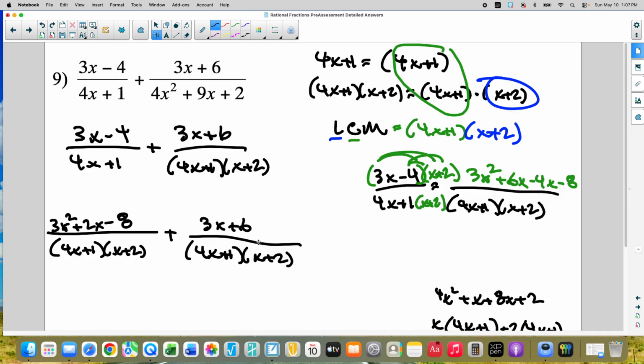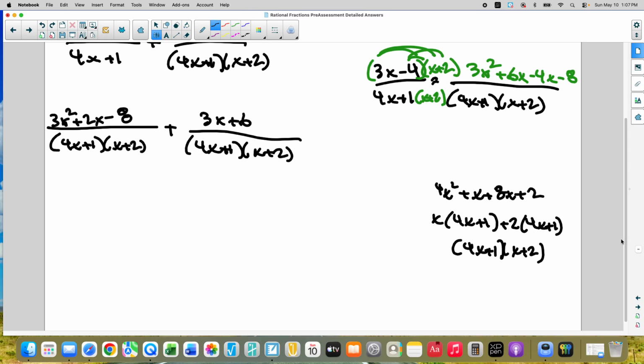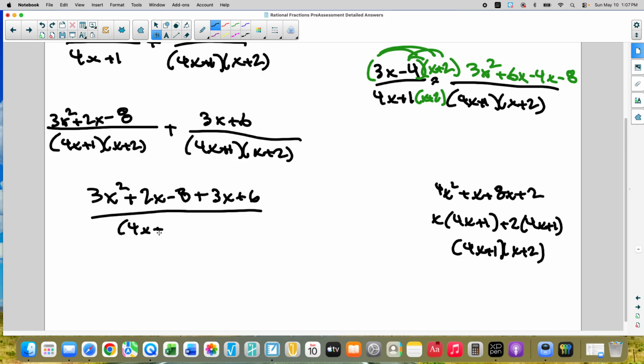Okay, now we have like denominators. Now we can put everything over the same denominator. So I'm taking my 3x squared plus 2x minus 8 plus 3x plus 6, all over 4x plus 1, x plus 2.